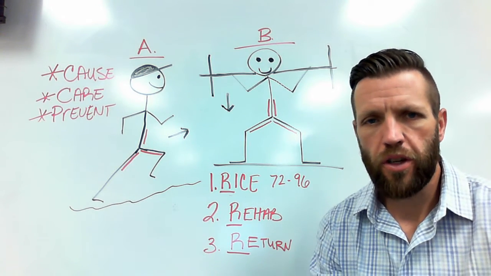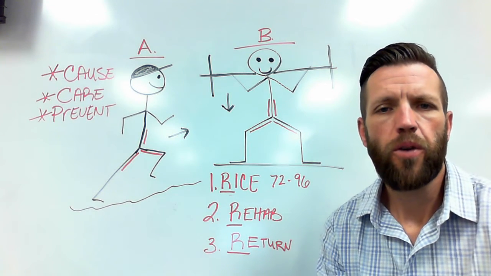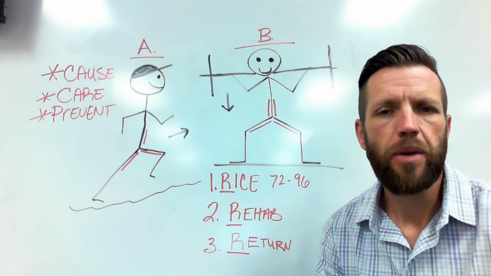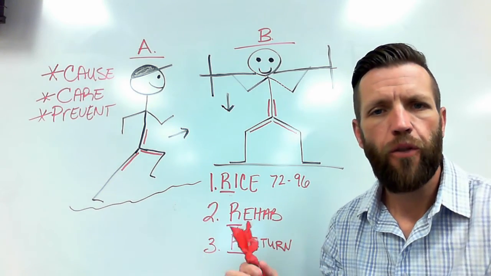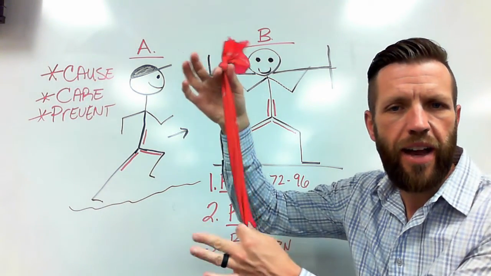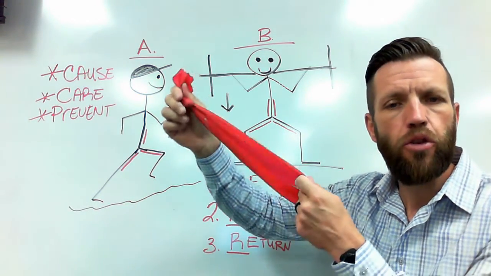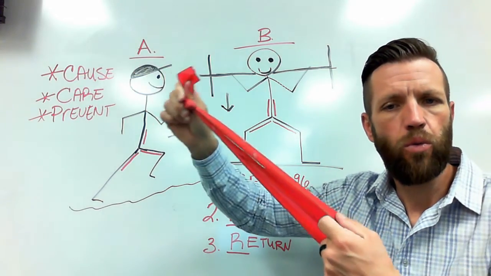So let's first look at the cause. What happens to cause a muscle strain in the first place? Well, we know from earlier chapters that eccentric activity of a muscle is typically when a muscle strain will occur. And so what I have here for a prop in this video is a rubber band. It's actually a TheraBand, something that I use for therapy. But you understand the idea of a rubber band is that it can be expanded and it will rebound.